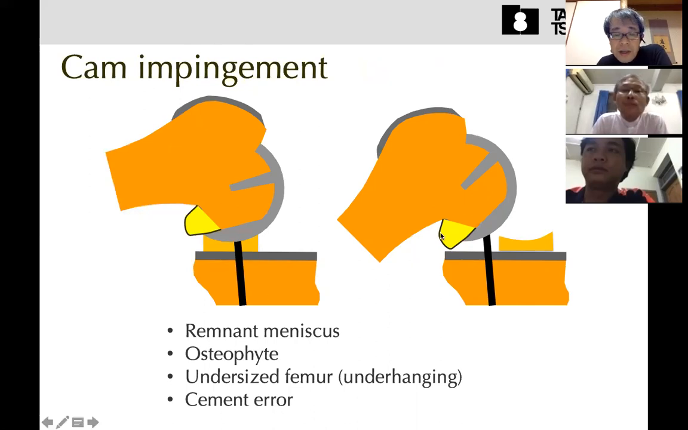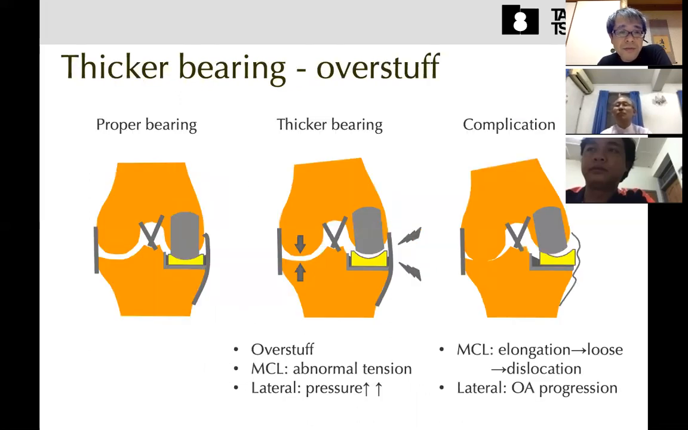And also the osteophyte like this, and two small components can cause the overhang of bone here, so that also cause the dislocation. And this is the thicker bearings. So for the beginner surgeon, worry about the dislocation. So they tend to insert the tighter, thicker bearing to avoid the dislocation.